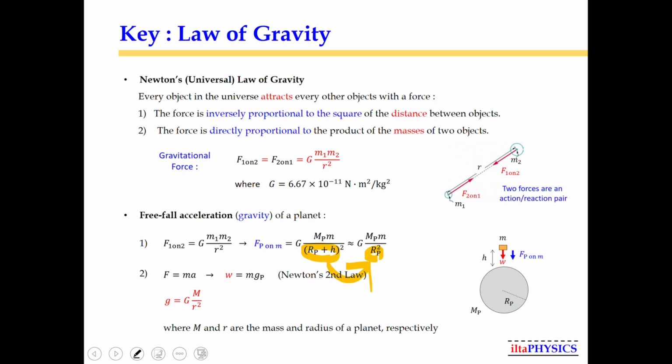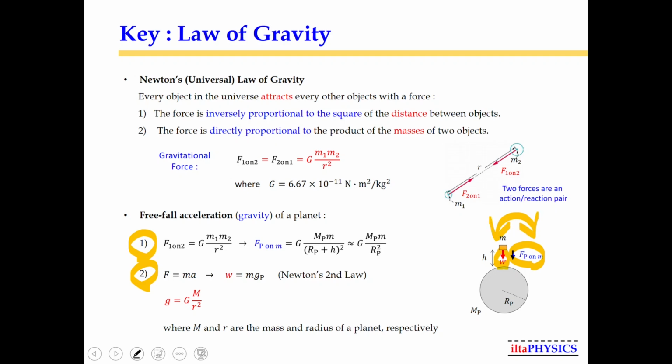The second perspective is that, according to Newton's second law, there is a force pulling this object downward toward the planet, which is its weight. The weight we are familiar with is expressed as the product of the object's mass and the gravitational acceleration of that planet. In the end, these two forces are actually the exact same force looked at from two different points of view.